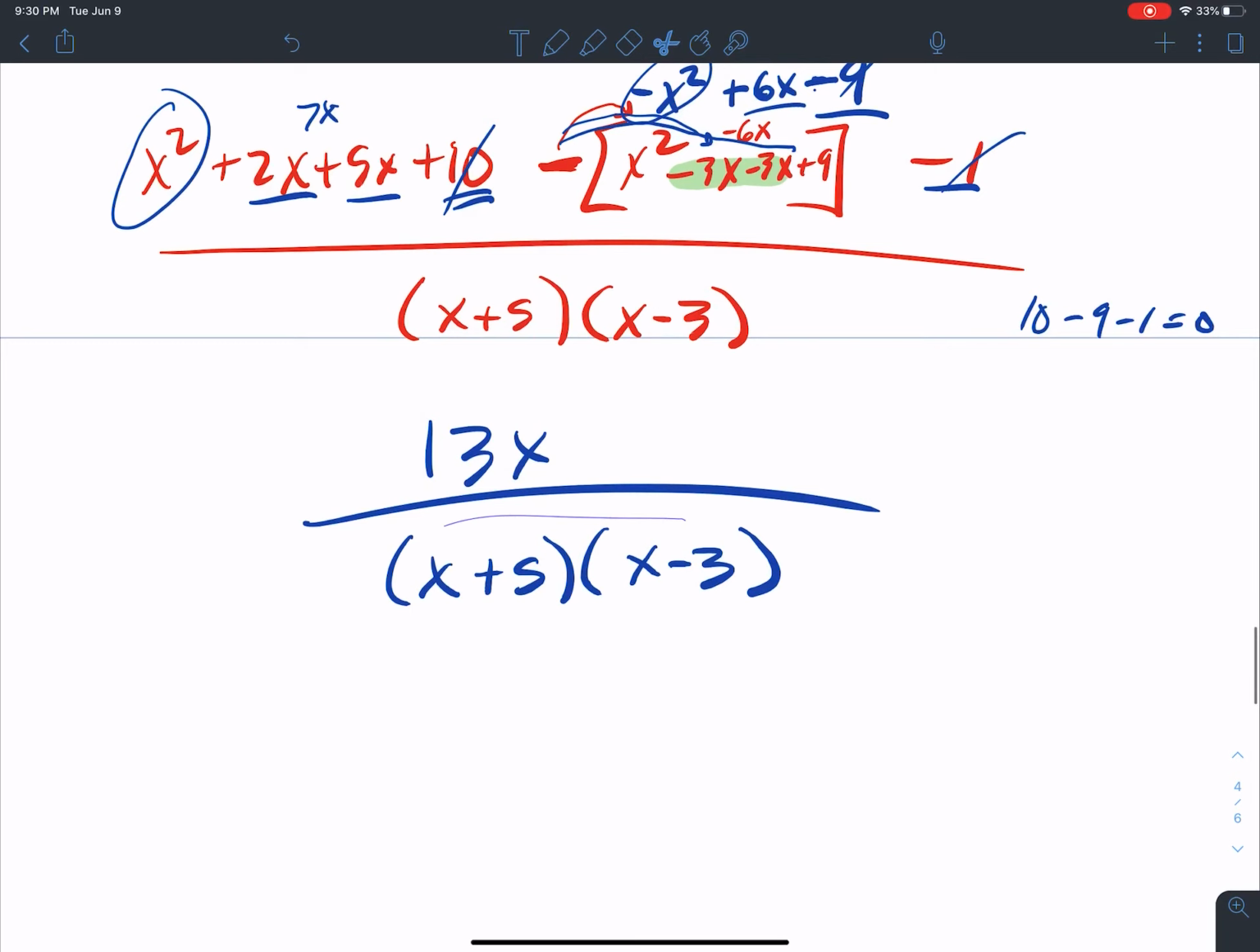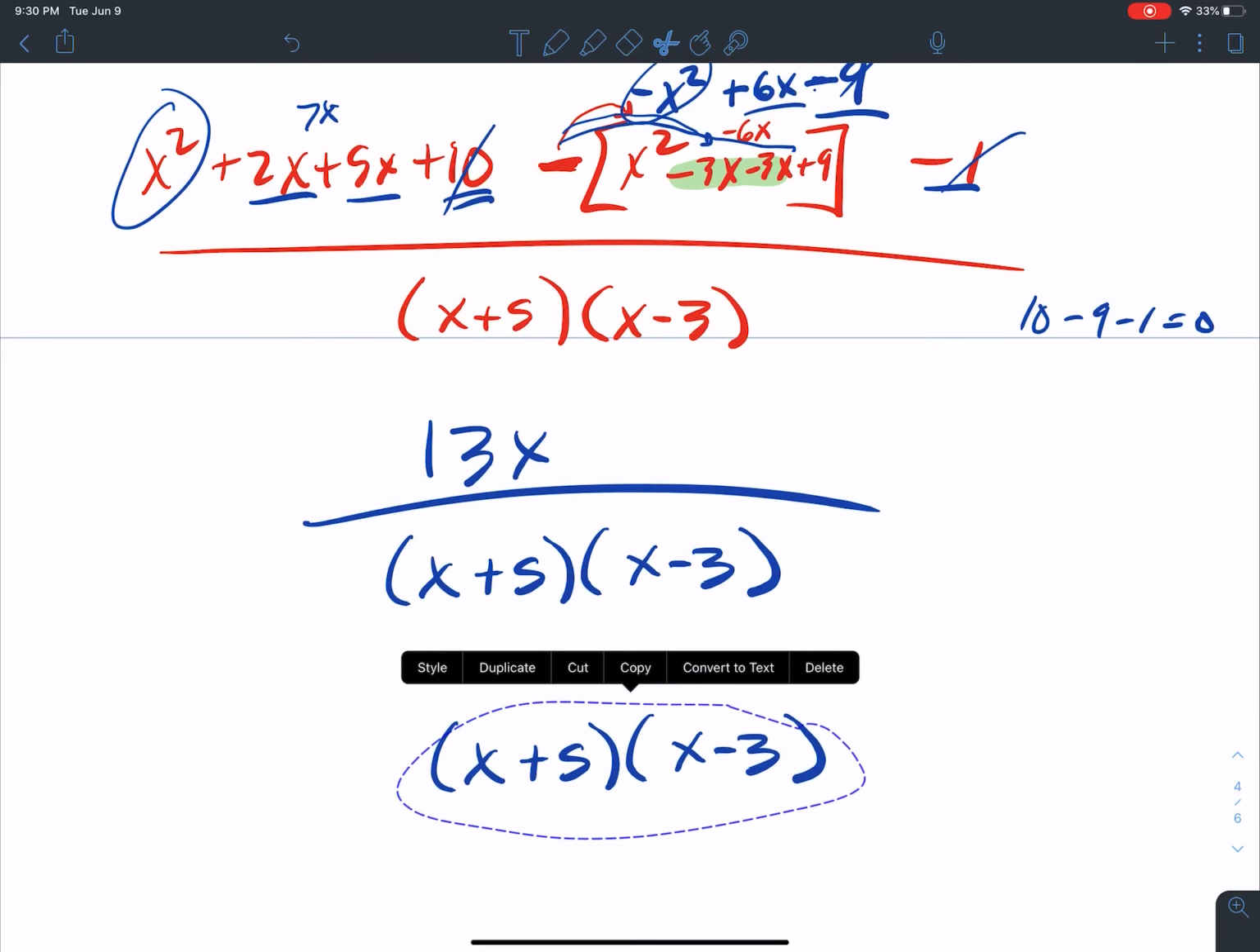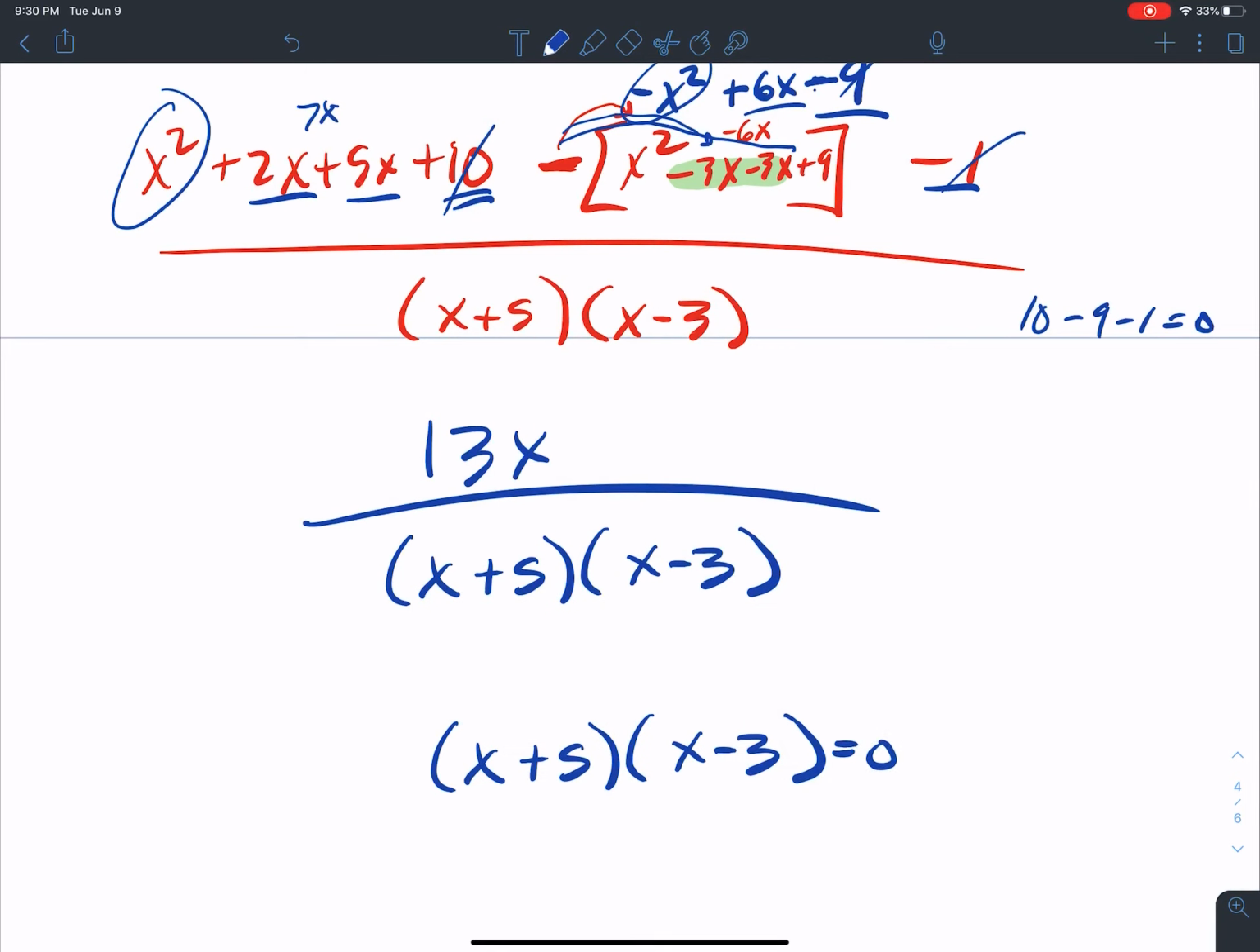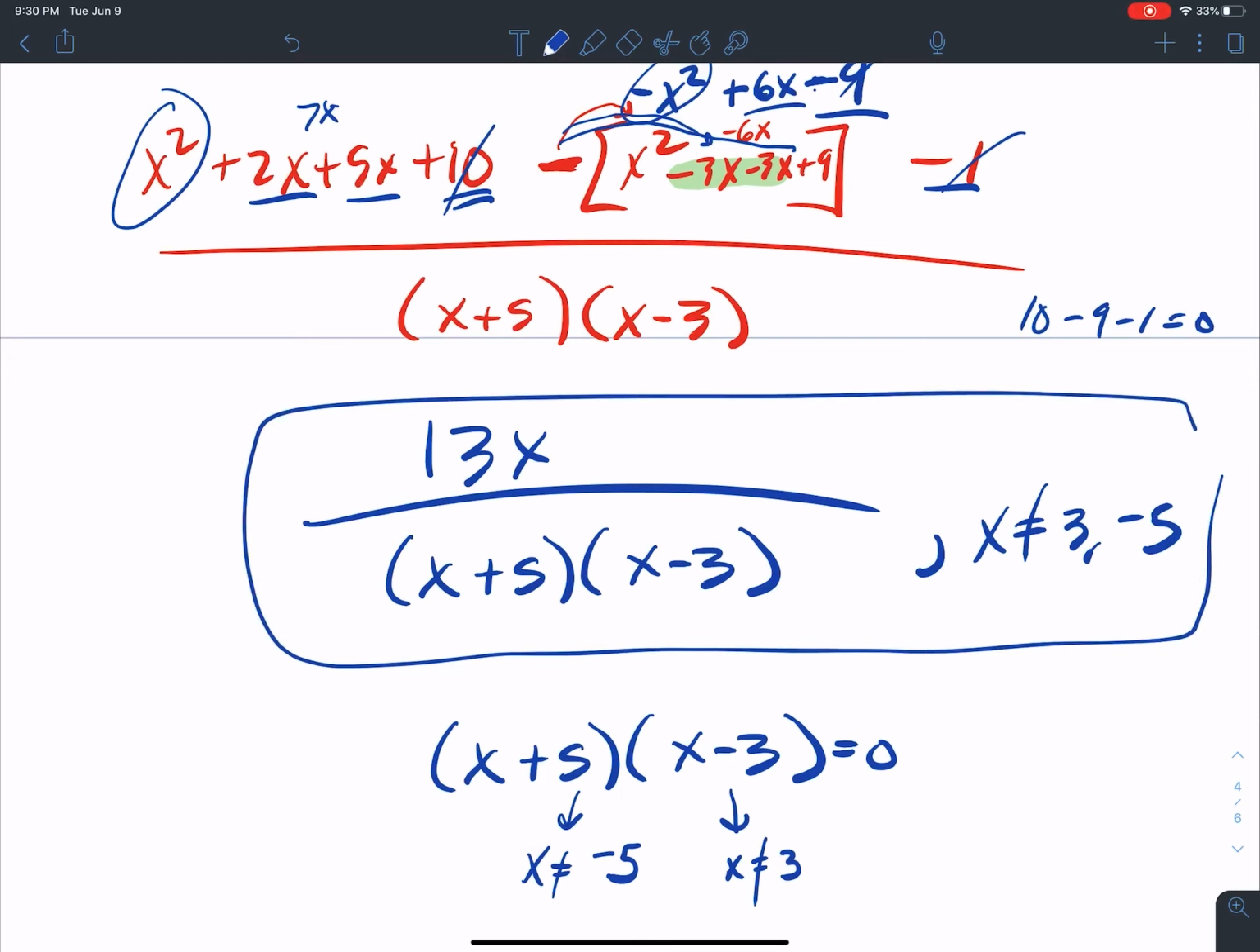Now, the numerator and the denominator, nothing cancels there. So I'm going to set the denominator equal to 0, see what are the restricted values. Looks like I cannot have -5. If I plug a -5 in there, that gives me 0 in the denominator. Here, if I plug in a 3, that gets me 0. So as long as x doesn't equal 3 or -5, looks like we're okay. Okay? All right.